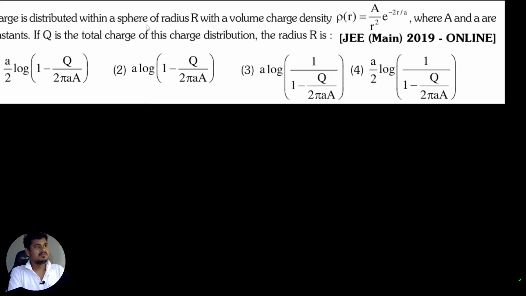Charge Q is distributed within a sphere of radius R with a volume charge density rho(r) equals A by r square e raised to the power minus 2r by a, where A and a are constants. Q is the total charge on this charge distribution, the radius R is? So we have to calculate the radius R here.